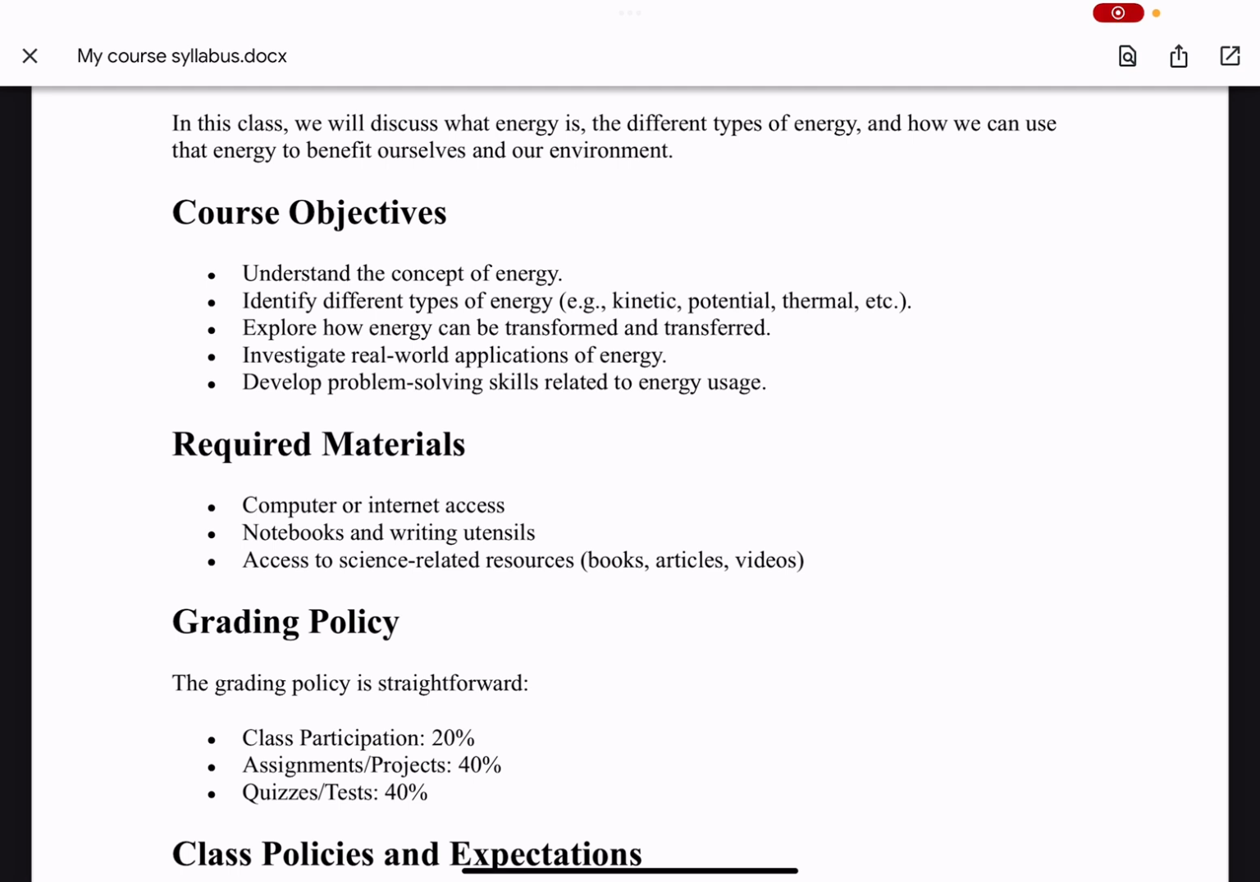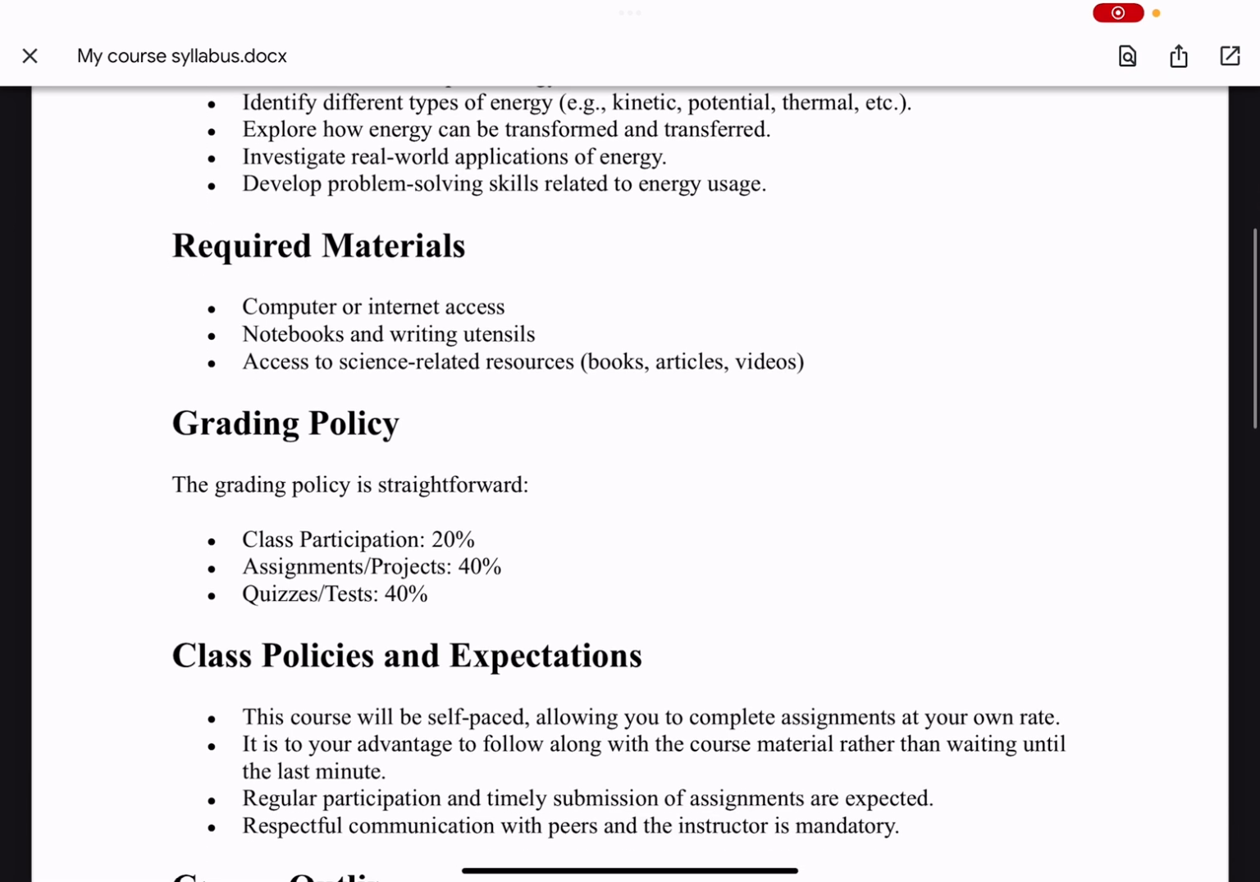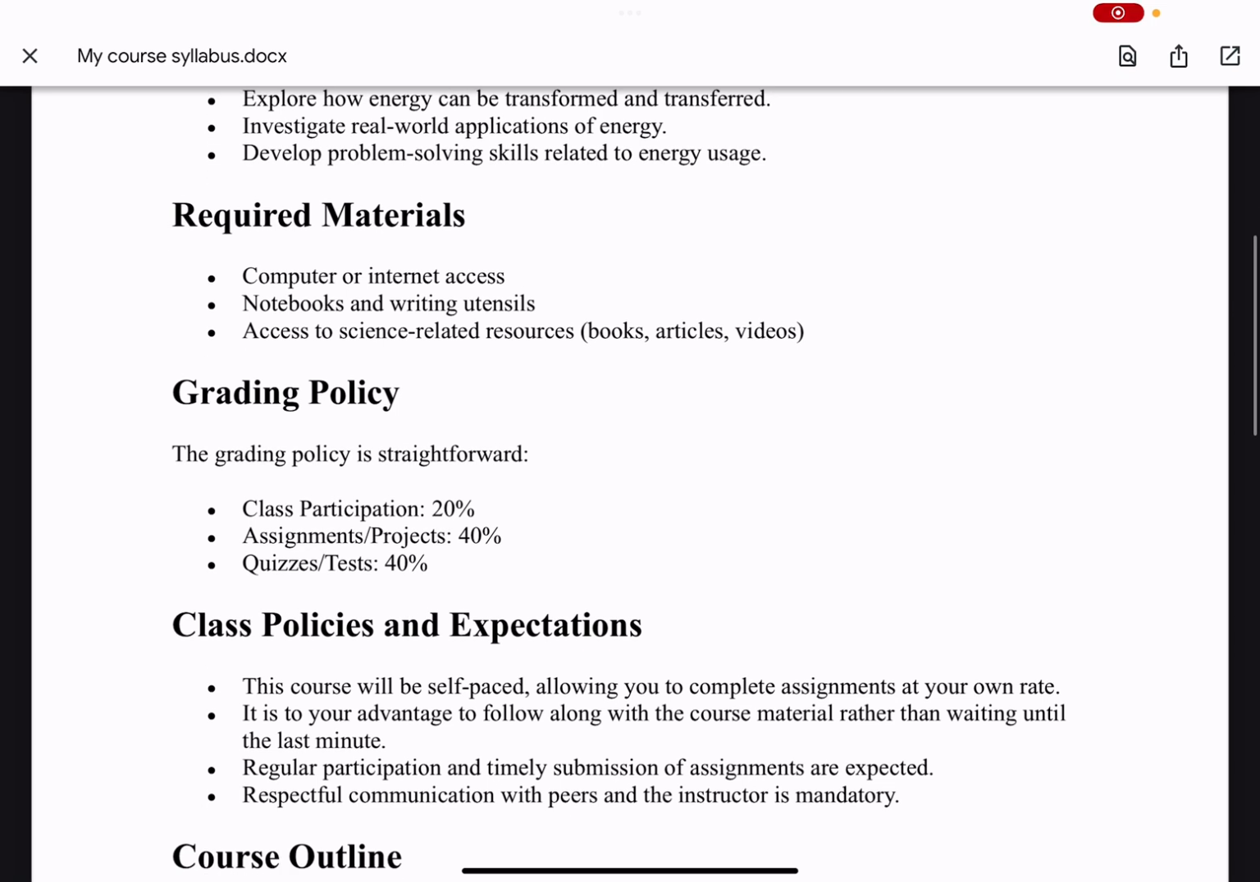Explore how energy can be transformed and transferred. Investigate real-world applications of energy, and we're going to develop problem-solving skills related to energy usage. For this course, you will need a computer with internet access. You're going to have notebooks and your typical writing utensils, and you will have access to science-related resources such as books, articles, and videos as provided throughout the class.